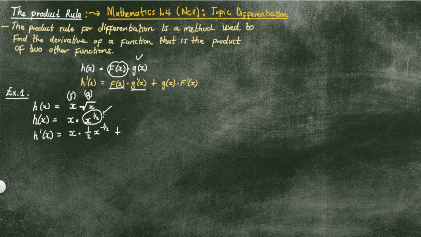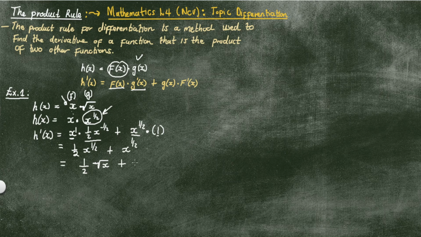Plus we take g, the second function, that is x raised to exponent half, multiplied by the derivative of f, which is this. What is the derivative of x? It's just 1, equal to this times this gives us half x to the power 1 plus minus 1 over 2. What is 1 plus minus 1 over 2? That is just a half, plus this times this gives us x raised to exponent half.